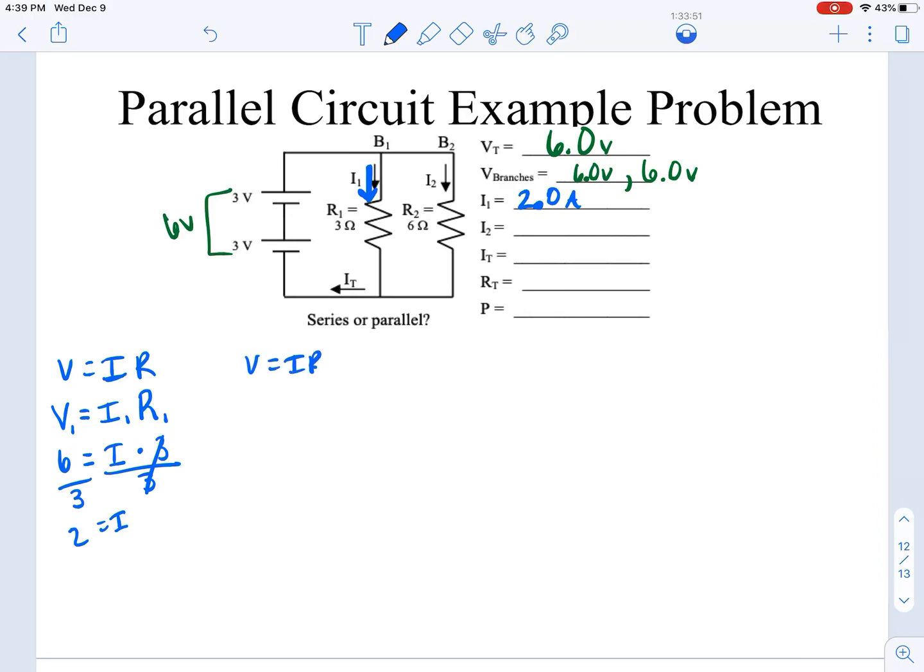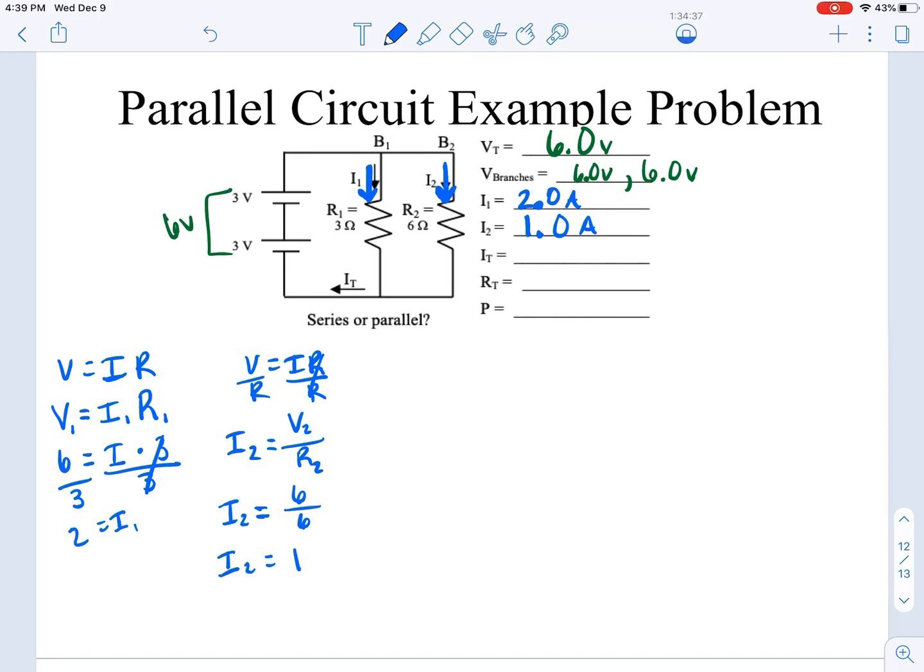Now, V equals IR is my formula in order to calculate my current through resistor 2. This time I'm going to do my algebra first. If I want to find my current through the second location, it's going to be the voltage across the second resistor divided by the value of that resistor. So I2 is going to be, my voltage is 6. My resistance from the picture I see is 6. So my current through the second resistor is 1.